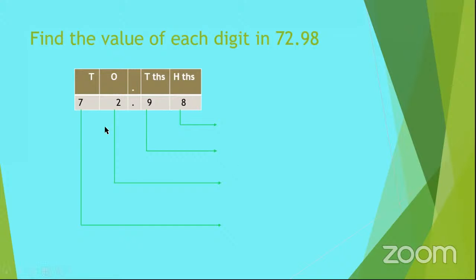Then we come here, we have digits after the decimal point. We have 9, and 9 takes the tenths place value, and this is how it can be written in short: capital T, H, S. Then we have hundredths for digit 8, and briefly it can be written as H, T, H, S, to stand for hundredths.